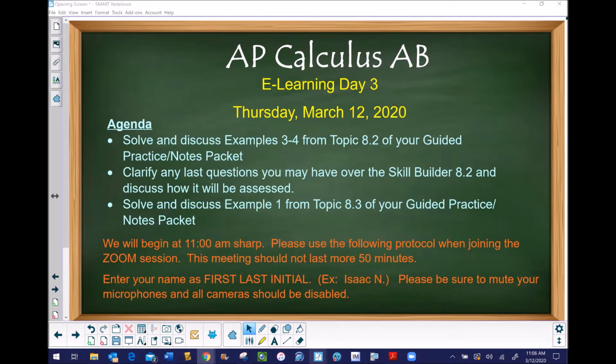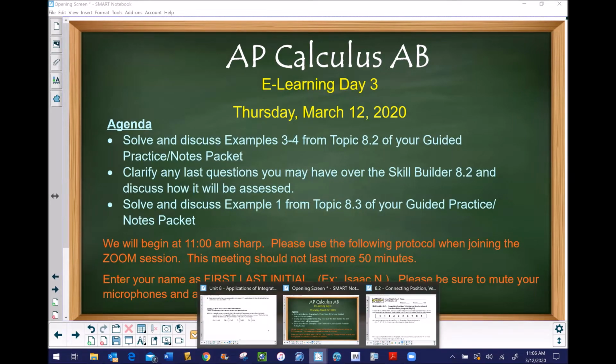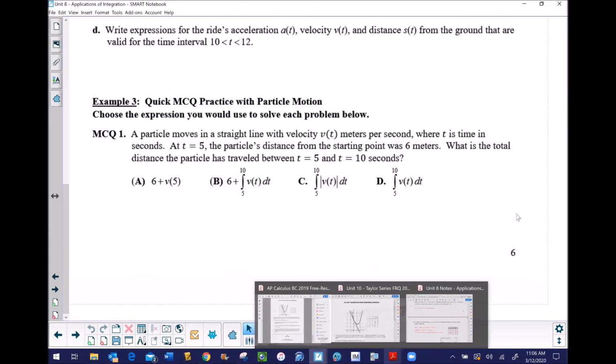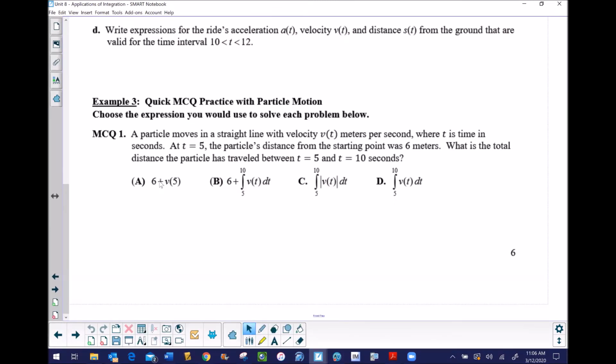We've got the notes packet. Hopefully you have that somewhat handy. We're looking at page 6, which is where example 3 begins. If you didn't get a chance to look at the video or join us live from Tuesday, you might be a little bit lost because examples 1 and 2 certainly fed into the concepts that we're going to talk about in examples 3 and 4.